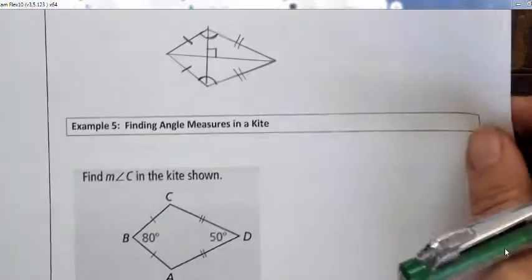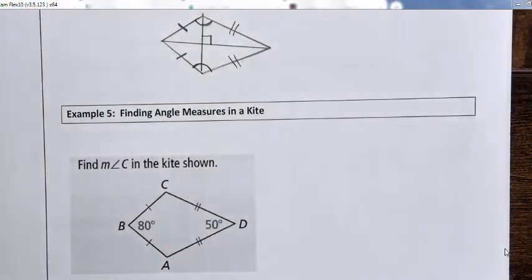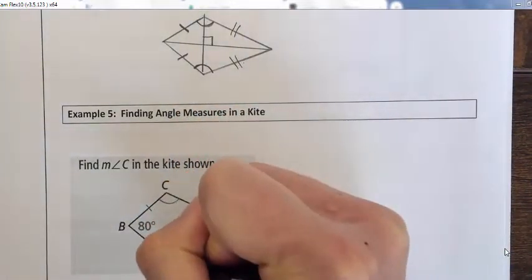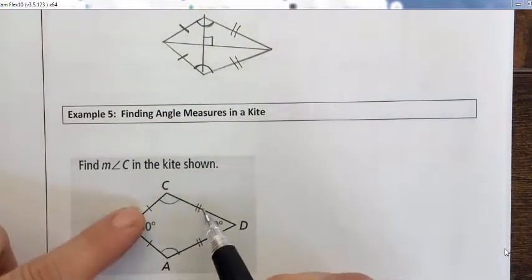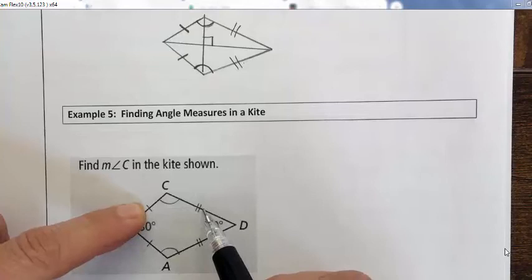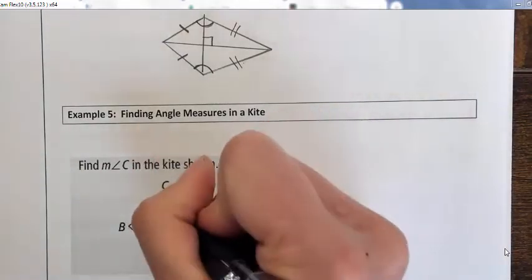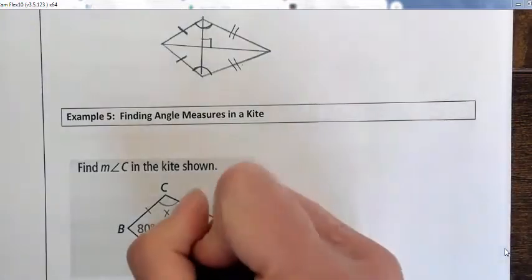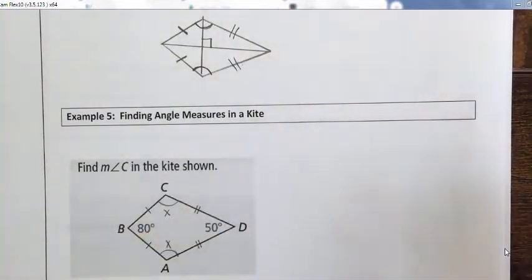All right, let's do example 5 then. We're going to find the measure of angle C in the kite shown. Well, the thing about the measure of angle C is that it's going to be exactly the same as the measure of angle A. See how it's in between the two sides that are not congruent? So maybe I call the measure of angle C x for now. Then the measure of angle A, I'll also make that x.